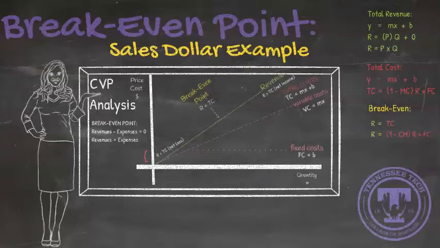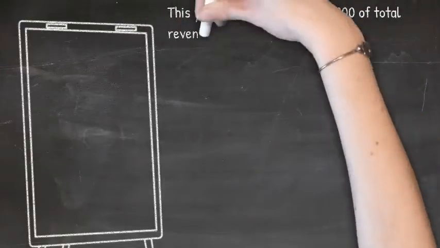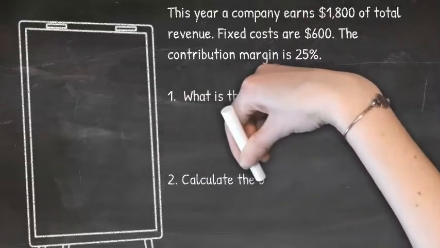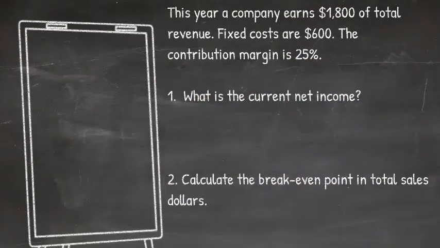Let's work through a quick example. This year, a company earns $1,800 of total revenue. Fixed costs are $400 and the contribution margin is 25%. Calculate current net income or loss and the break-even point in total sales dollars.